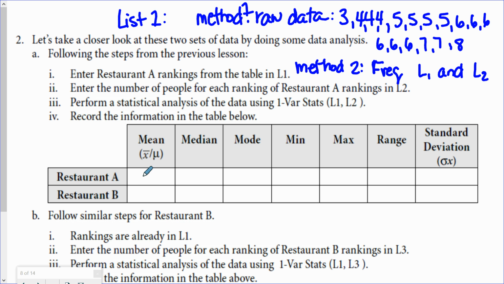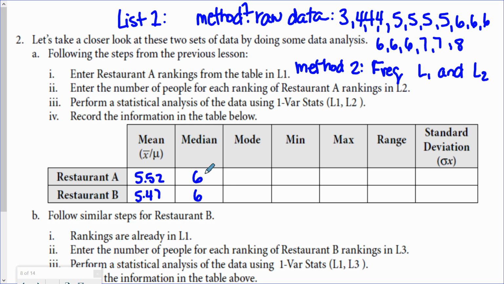So the mean for restaurant A, when you punch it all in, is 5.52. For restaurant B, it was 5.47. So pretty close means. About 5.5 is the average rating. This one's a little bit higher than for restaurant B. The median, the middle value, so if you lined it all up and looked for the middle value, it was a 6 for both.